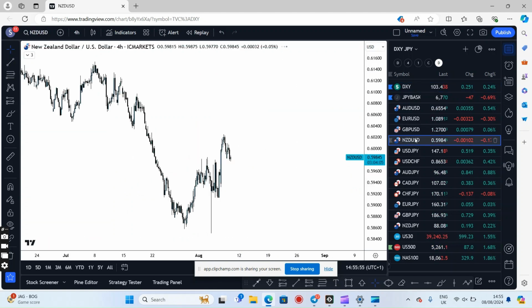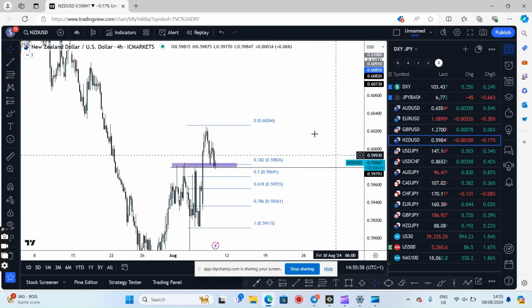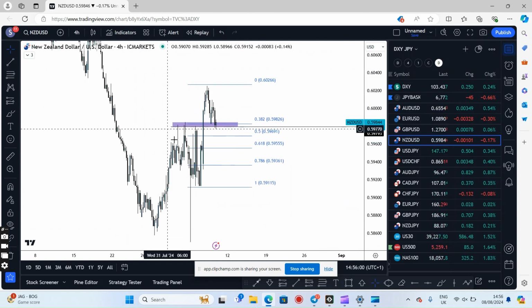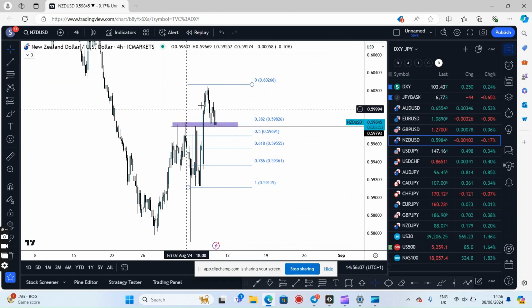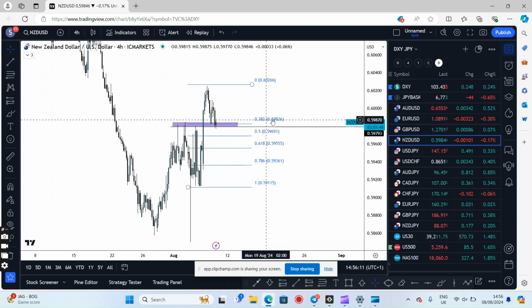I also have taken a position on New Zealand dollar, US dollar. That one's actually in a little bit of profit at the minute. So if I just show you the reason for the trade, you can see I've got a key level here, one, two, three weeks, break retest with this key level. And obviously the 38 Fibonacci as well. So that's a reason for entry.